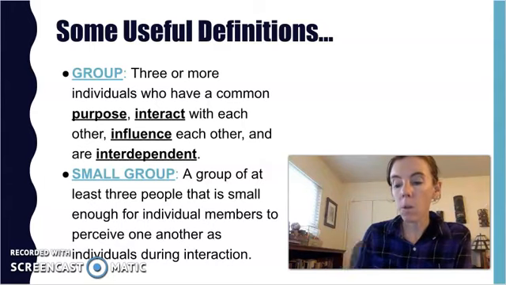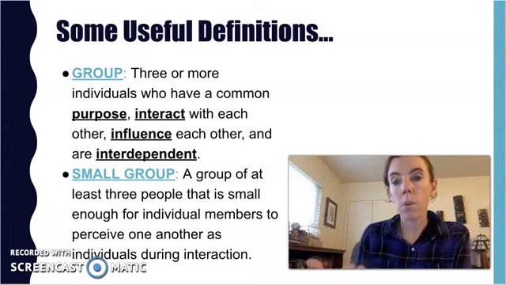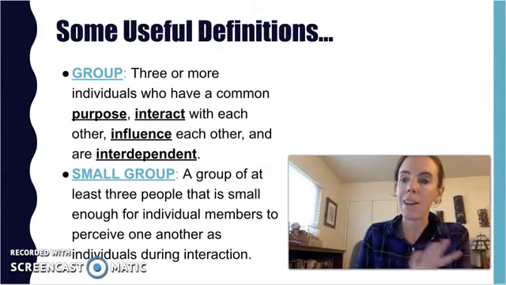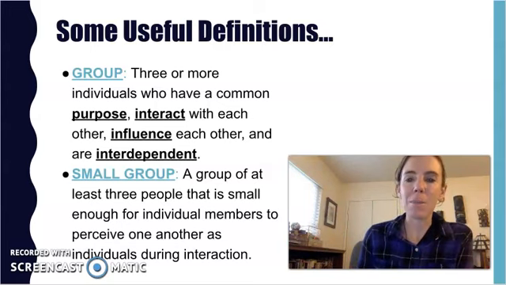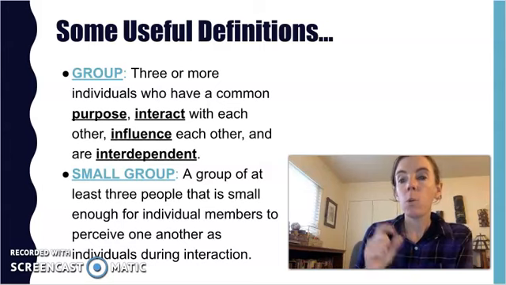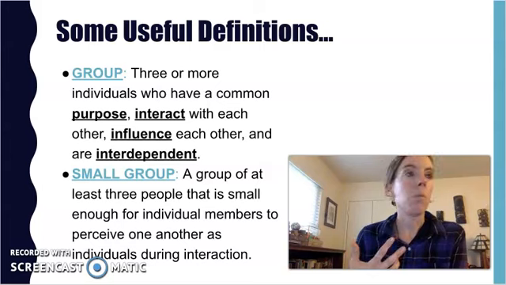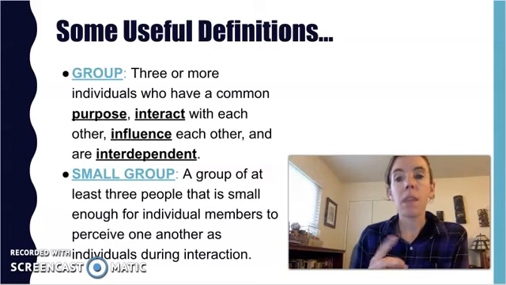So for it to be a group, it has to be a collection of individuals, three or more. Two is a dyad and it's separate. It's a different dynamic. Three or more people who have the same purpose, they interact, they have influence over each other, and they're interdependent.